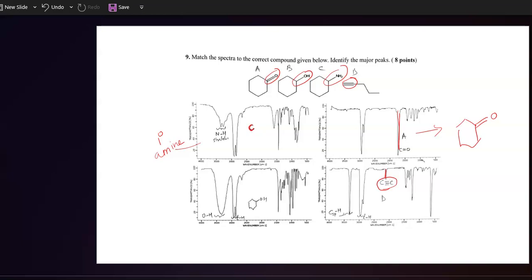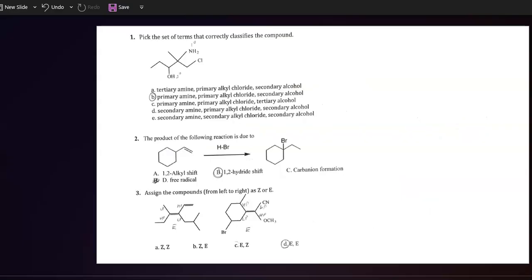You will be given IR data sheets, so you don't have to memorize the values, but you will be asked to identify compounds using the NMR and the IR data. This is a set of multiple choice questions again, and it's asking you to classify this compound and also identify other functional groups. This one has a primary amine, so B is the correct answer. It has a primary amine, a primary alkyl chloride, and a secondary alcohol.